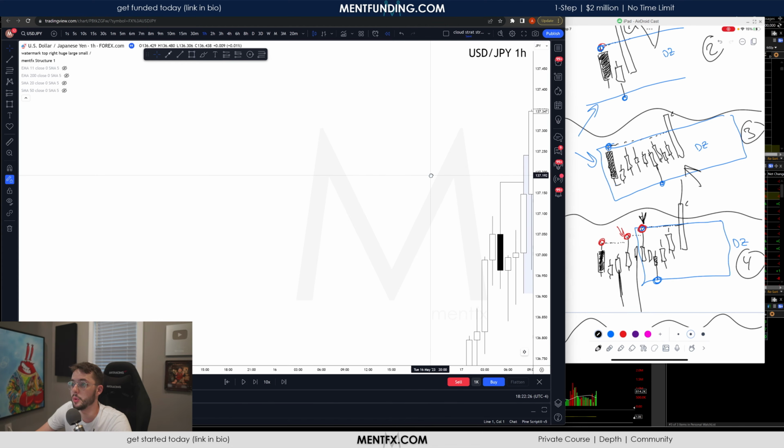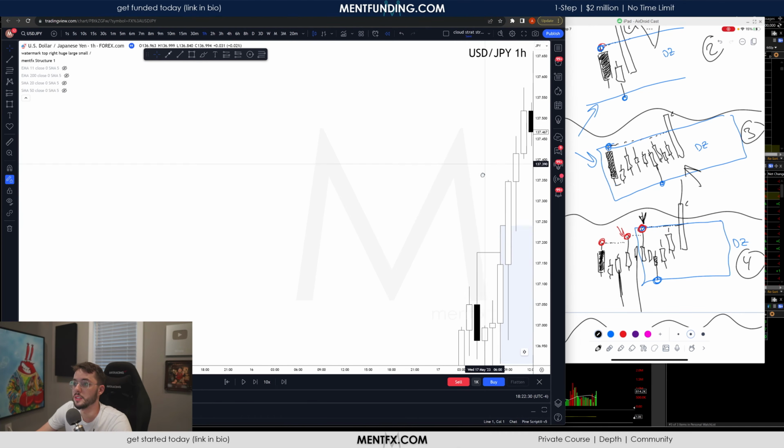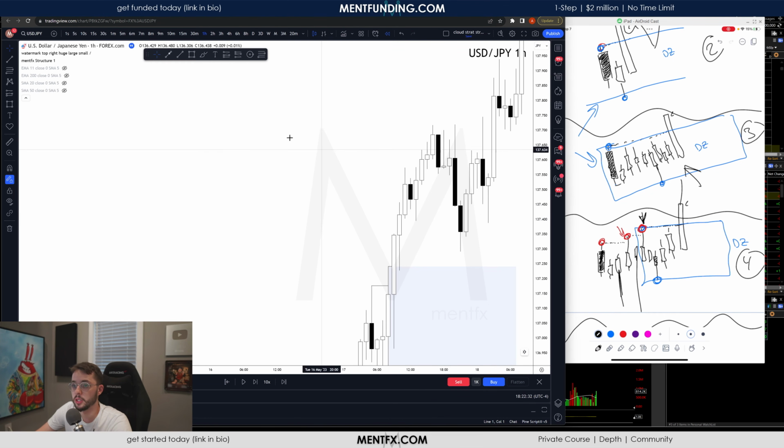Price should do what at that point? Expand from here, or mitigate to expand. Price mitigates and expands. Exactly what we look for. And you get another down candle. You draw in that high.